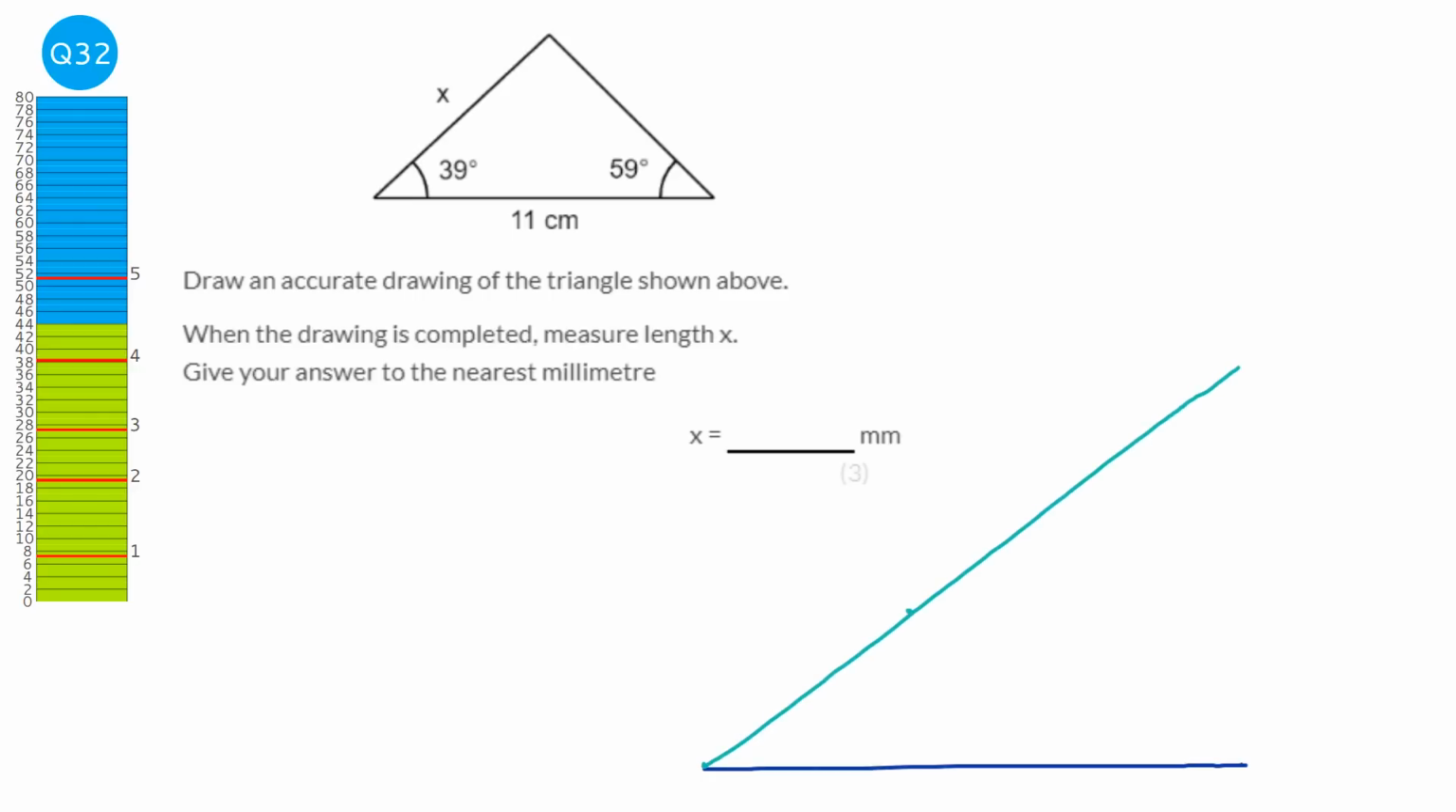Right, the next thing I'm going to do is put my protractor on the other side. So my protractor is kind of here.